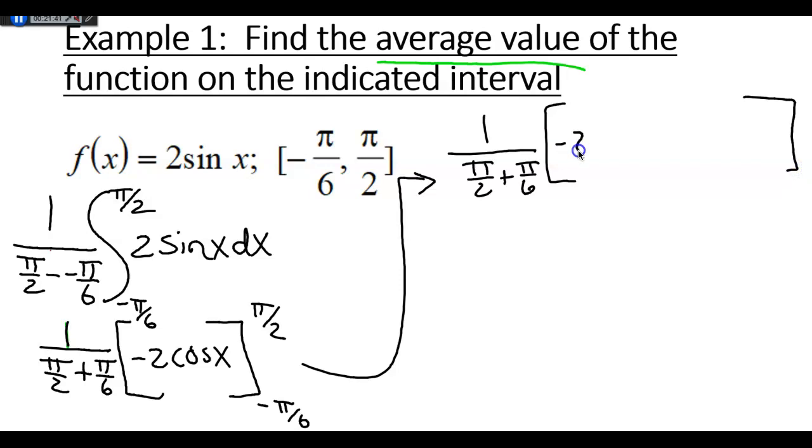Okay, so we have negative 2 cosine of pi over 2 minus negative 2 cosine of negative pi over 6. They asked how come the pi over 2 plus pi over 6 becomes positive in the double negatives. If you look at the step right before it, it's minus a negative, right?